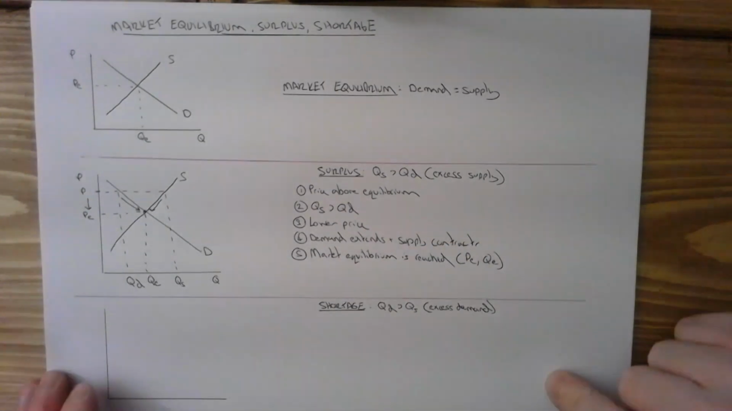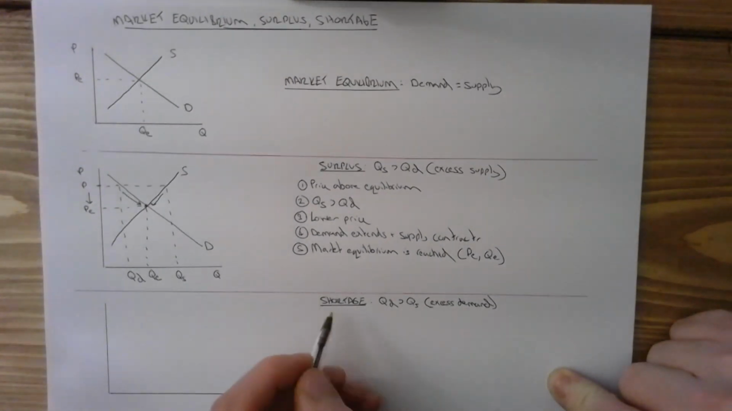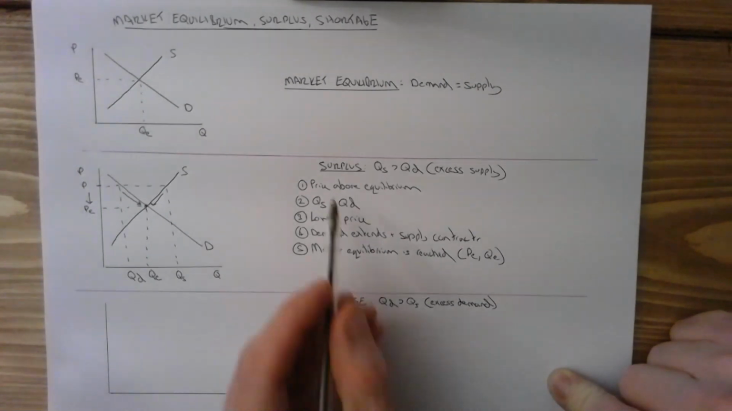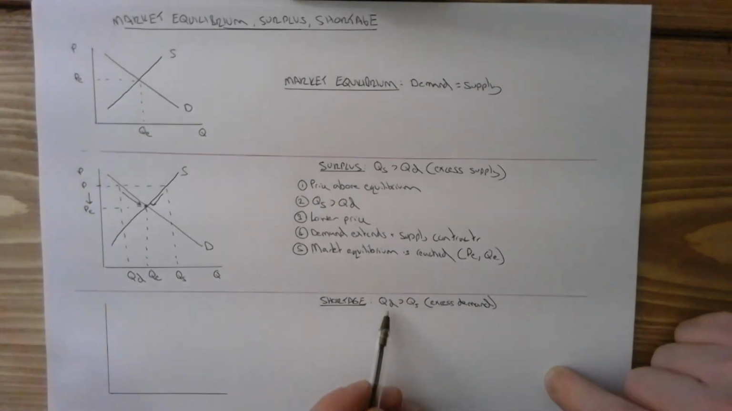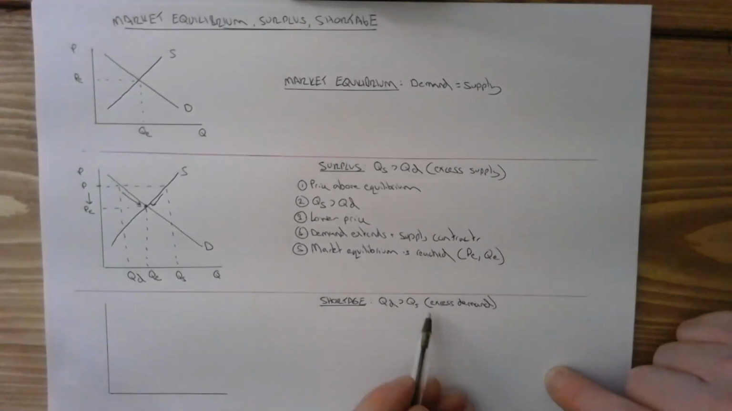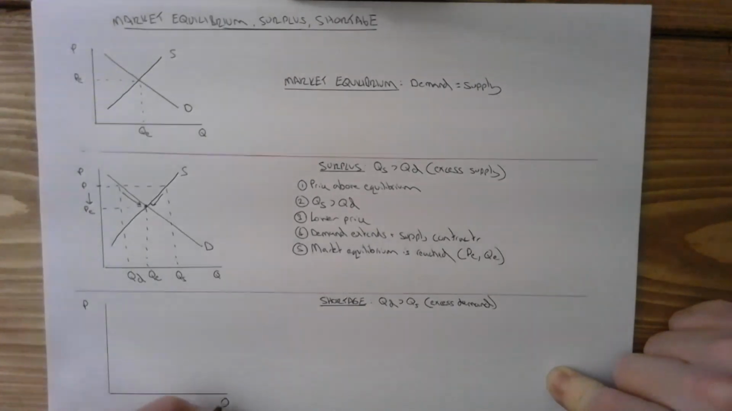Okay. And then the final situation for us to consider is the situation where we have a shortage in the market. This is the reverse of a surplus, the opposite of a surplus. Now quantity demanded is greater than quantity supplied, and another way of saying that is we have excess demand. Again, I can demonstrate that concept on a demand and supply diagram.